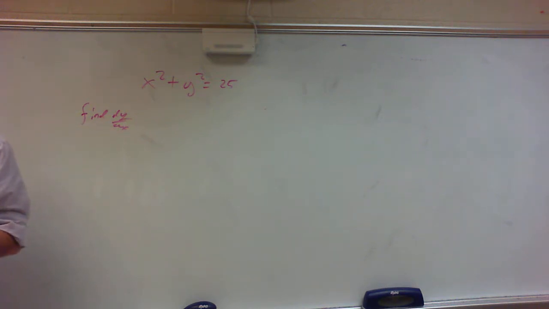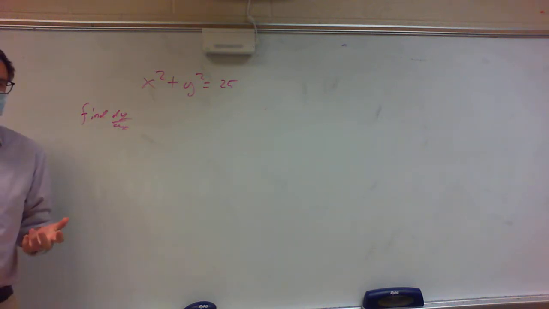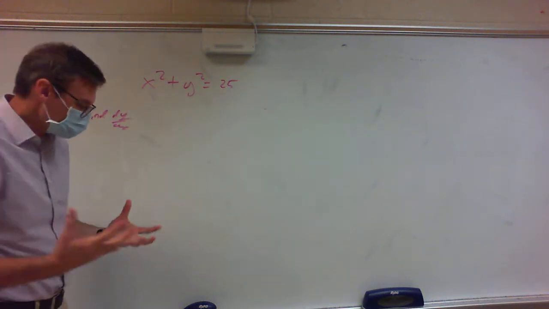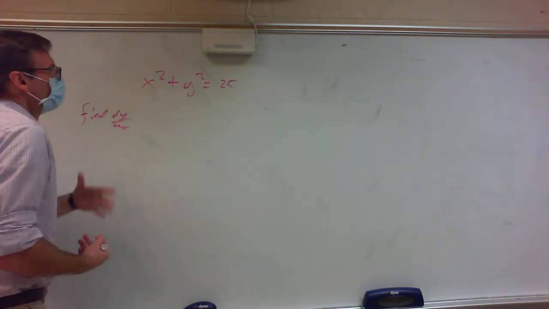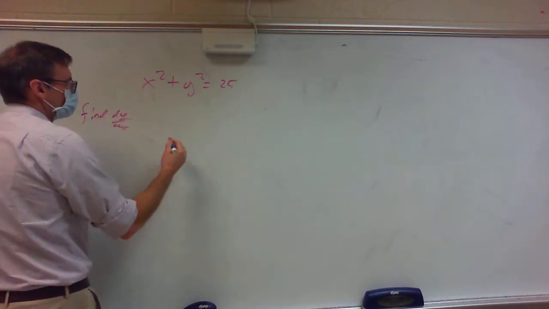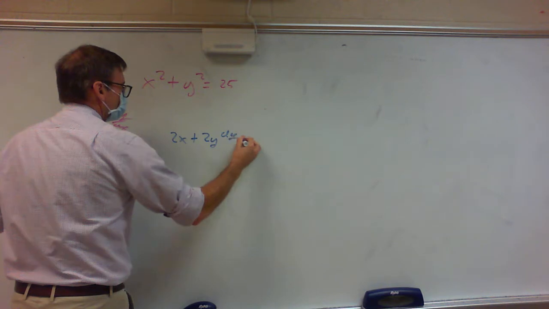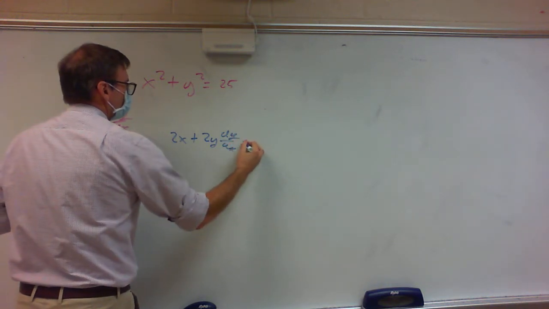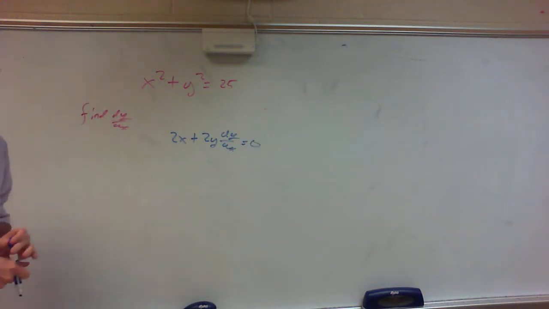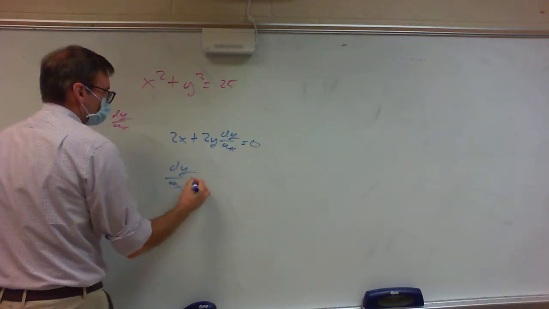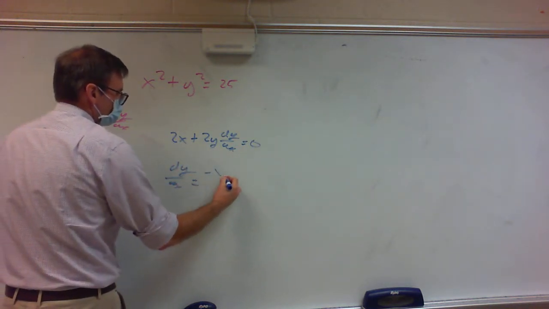Pretty quick, right? Of the implicit differentiation problems, this is probably the easiest. There's nothing super tricky going on. So let's see, we take the derivative of both sides, so that's going to give us 2x plus 2y dy/dx is equal to 0. Now I get dy/dx by itself. So dy/dx is going to equal negative x over y.